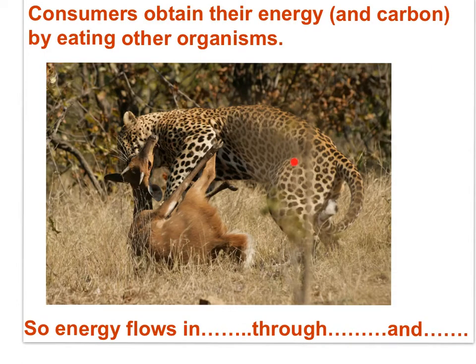Consumers, such as this leopard, obtain their energy and carbon by eating other organisms. Energy is moved through the food chain as chemical energy. So, in summary, solar energy flows into the system, energy moves through the system as chemical energy, and energy leaves the system as heat, a less ordered form of energy.